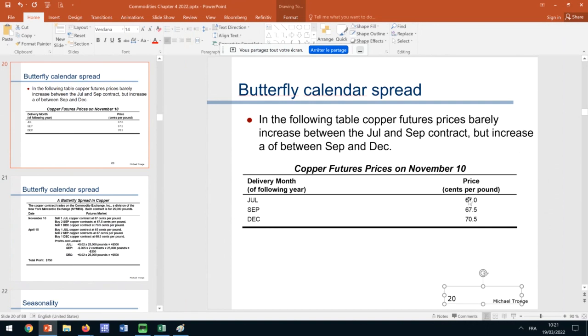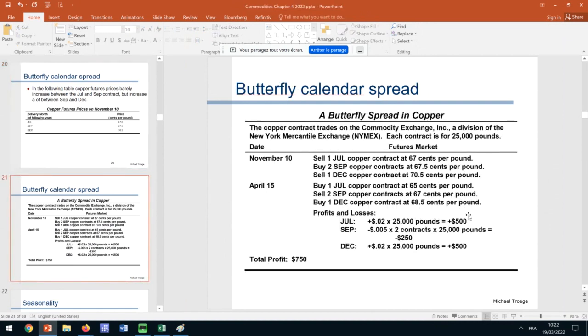Okay, so we have to have a short position on the July and on the December contract, and we need a long position on the September contract. Yes. Okay, so that's what happens here. Short position on the July contract, short position on the December contract at the prices, and because we have two short positions, we have to offset this with two long positions. So we buy two long September contracts at 67.5 cents per pound.